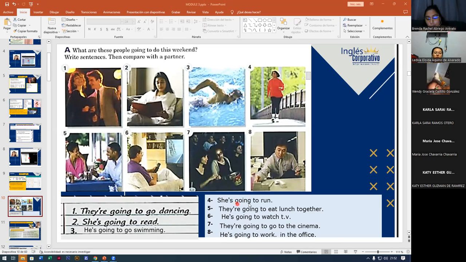In what verb? This one? Dancing. Ah, this one. Because this one is an idiomatic expression.